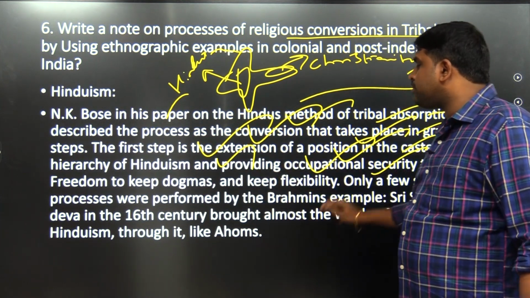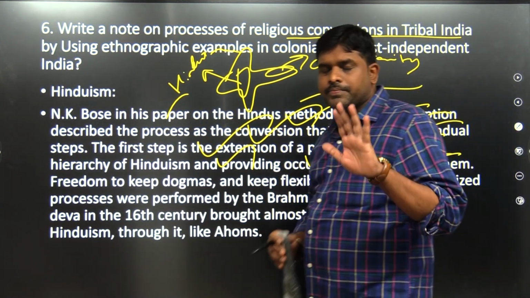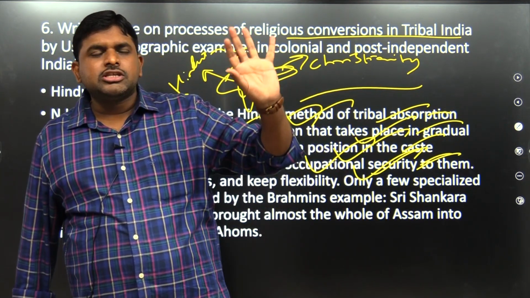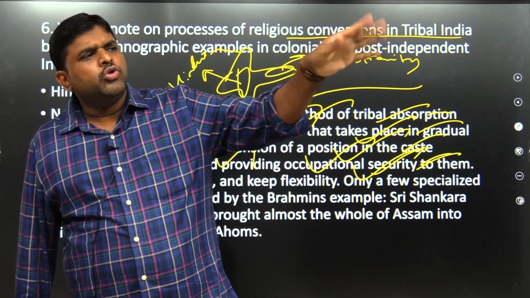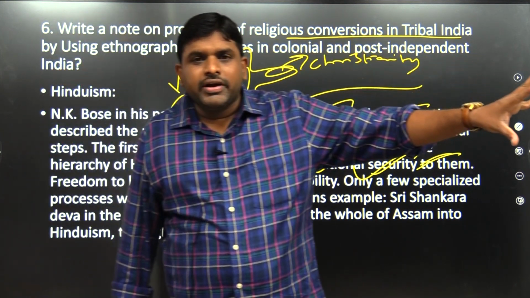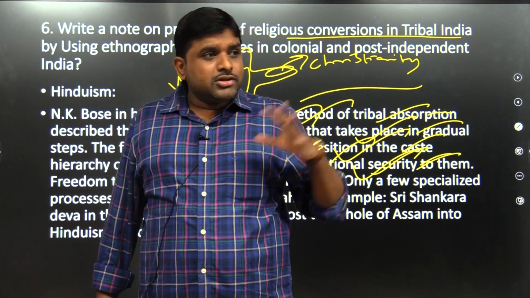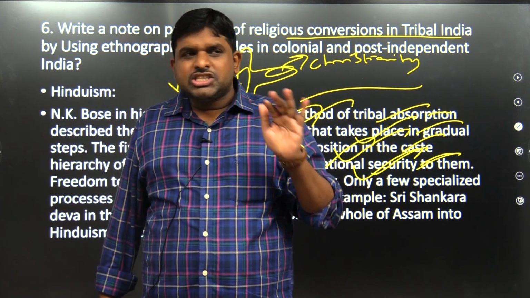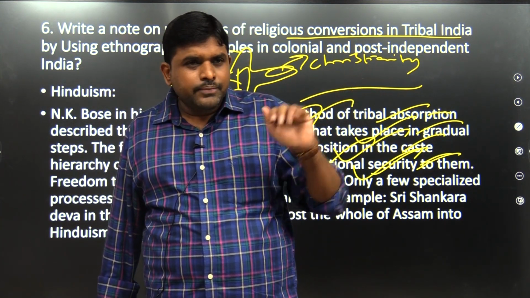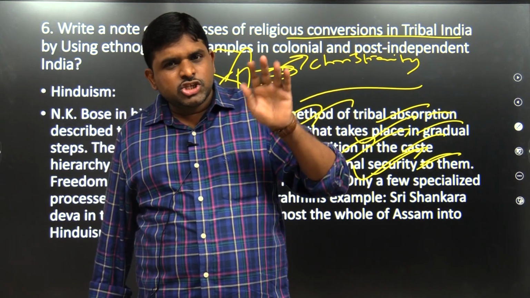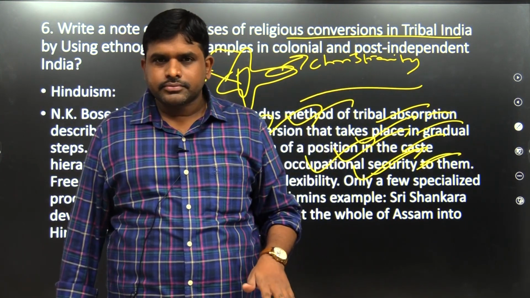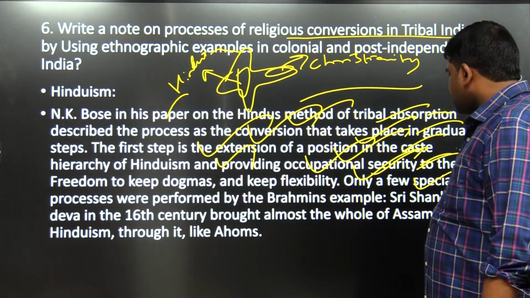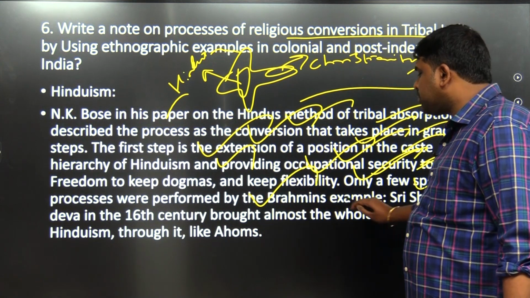They joined into the hierarchy of the caste and were given occupational security. So, you are a tribe, you do agriculture, and you get occupational security. They felt happy, because their livelihood was guaranteed. The first step is they were joined into the caste hierarchy, Brahmana, Kshatriya, Vaishya, Shudra, parallel with the tribe. Then they were given an occupation, which is called occupational security. Only a few specialized processes were performed by the Brahmins.